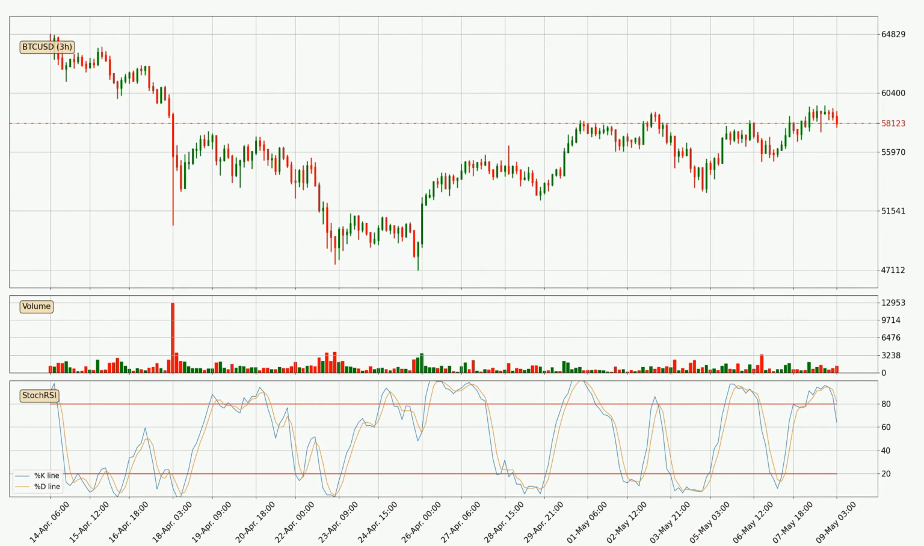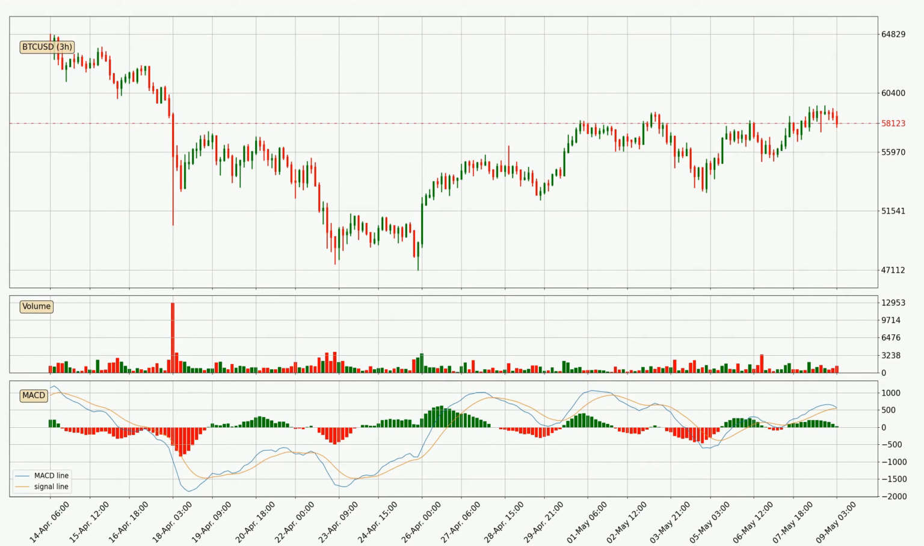Moving to the 3-hourly stochastic RSI, the stochastic RSI currently shows no overbought or oversold conditions, but the %K line is below the %D line, which means the current trend is on the downside. Jumping to the 3-hourly MACD, the MACD line is above the signal line, which shows that the current trend is on the upside. But according to the MACD histogram, we can see that the momentum is going down. Owing to this, we can expect the price to remain stable, and you should wait and see if the MACD line will cross the signal line, which will be a downward trend.